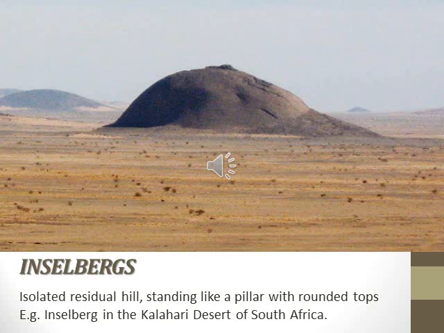It is seen in the Kalahari Desert of South Africa. In that desert you can find such residual hills, such pillar-like rock surfaces. They are made of hard rocks, so they won't get eroded easily, but the surrounding surfaces are made of light particles, so they can be eroded by the wind easily. The isolated residual hill standing like a pillar with rounded tops, the top being round in shape, is called an Inselberg. For example, the Inselberg in the Kalahari Desert of South Africa.